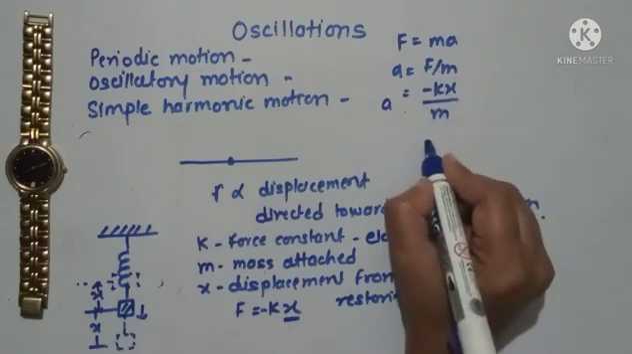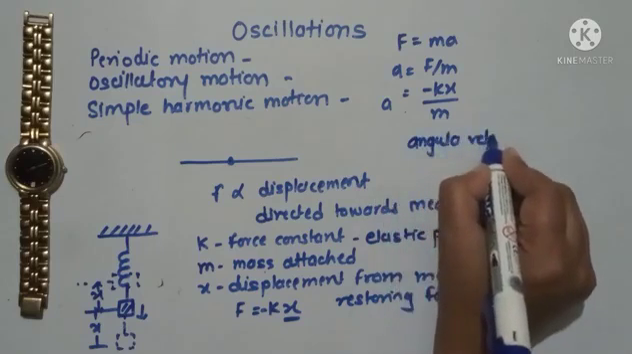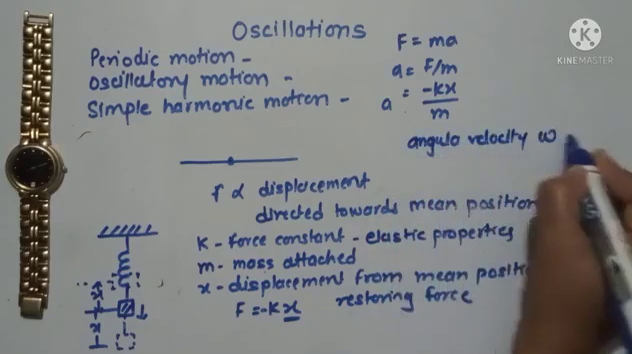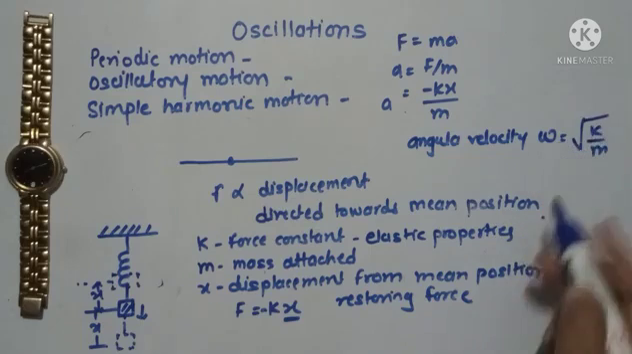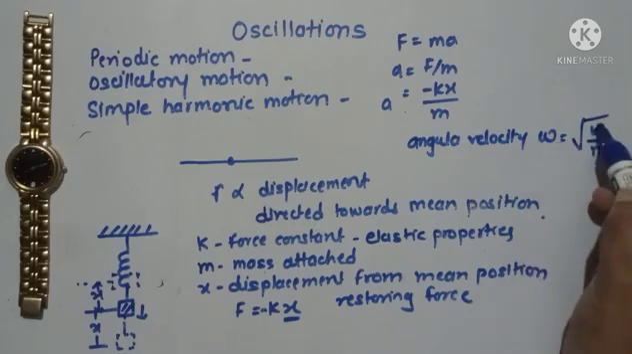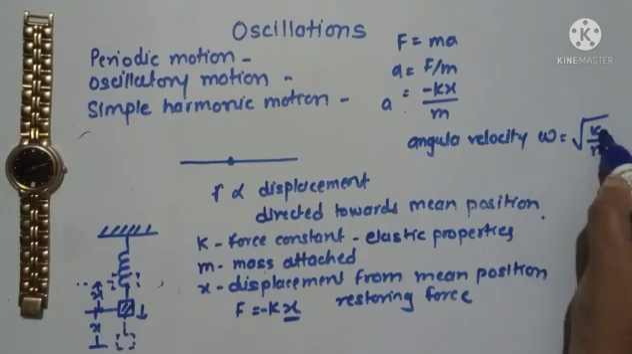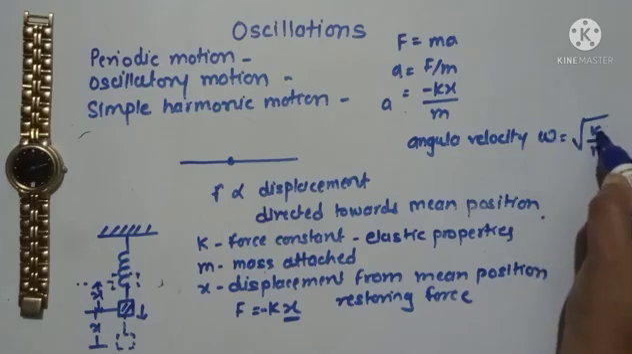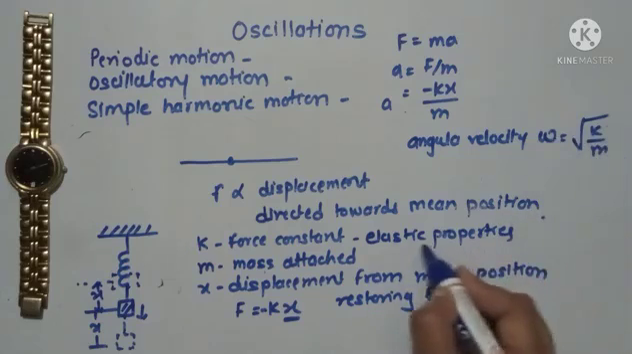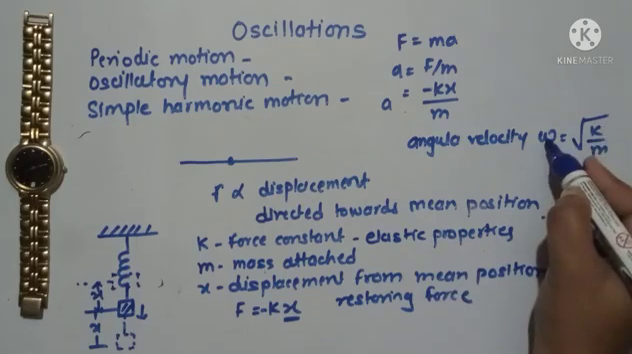Now let us define a new entity which is called the angular velocity, omega, and omega is equal to square root of K by M. Now this angular velocity omega is directly proportional to the force constant if we are considering any type of motion. The more the force constant, the more will be the angular velocity, because this force constant is dependent on the elastic properties. More will be the elastic properties, more will be the force constant, and more will be the angular velocity.